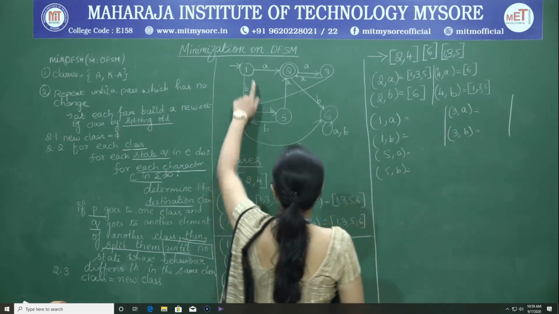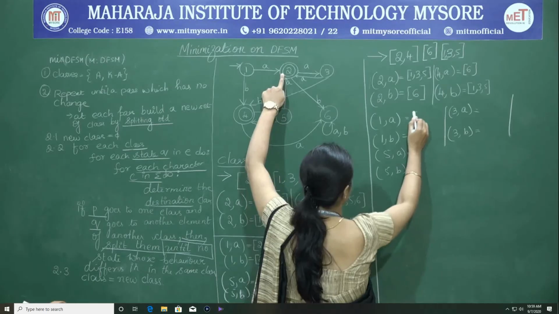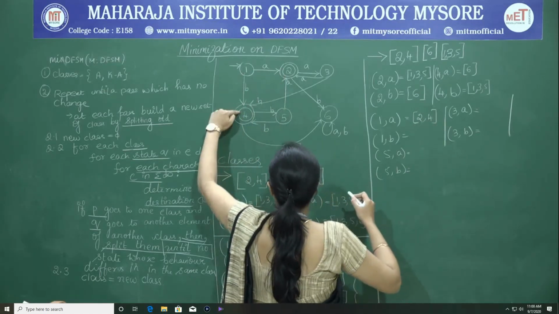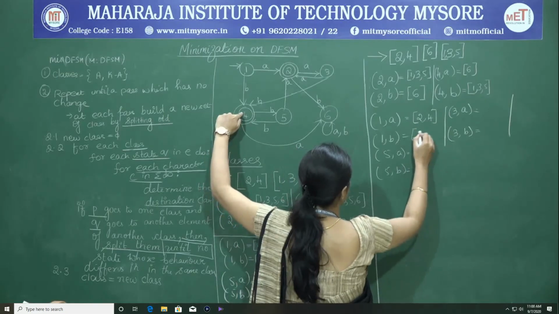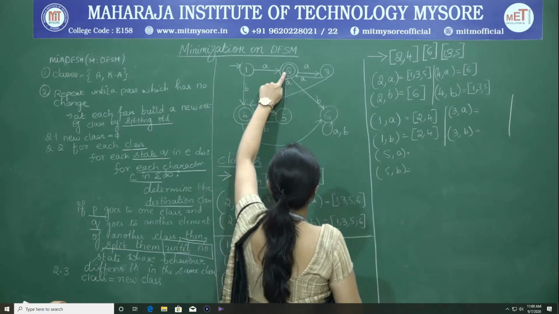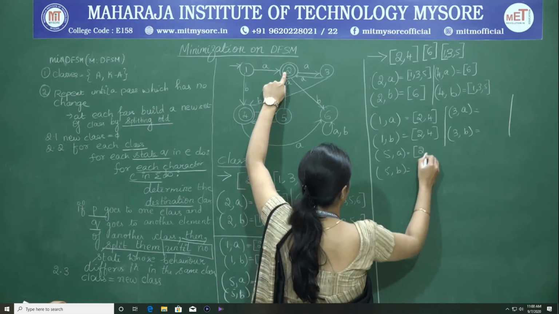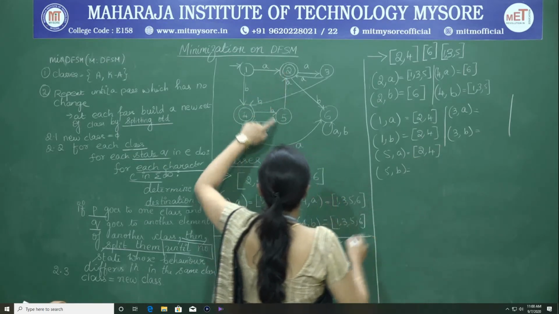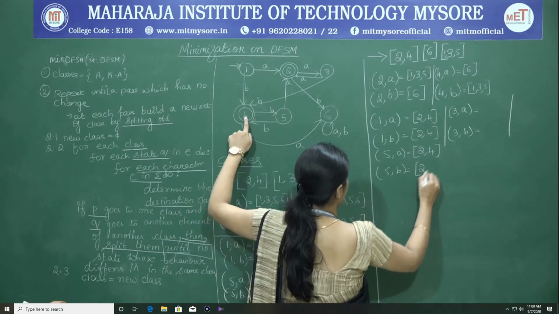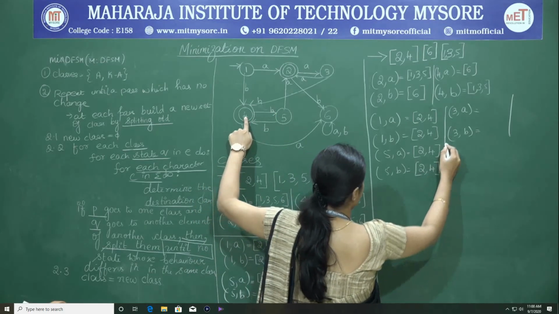So we'll find out all the transitions. 1 on A is going to 2, so therefore it is 2 comma 4. 1 on B is going to 4, so therefore again it is 2 comma 4. Next is 5 on A is going to 2, so therefore it is 2 comma 4. Then we have 5 on B is going to 4, so therefore again it is 2 comma 4.